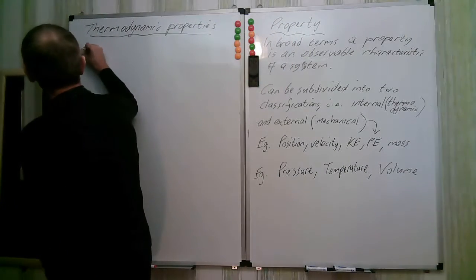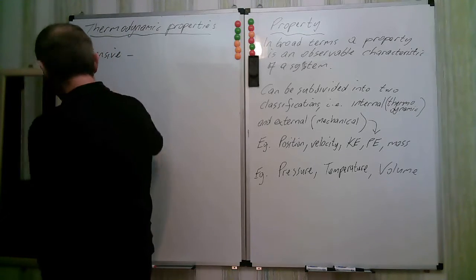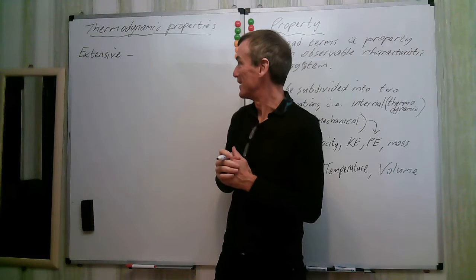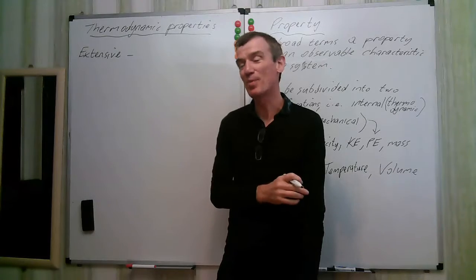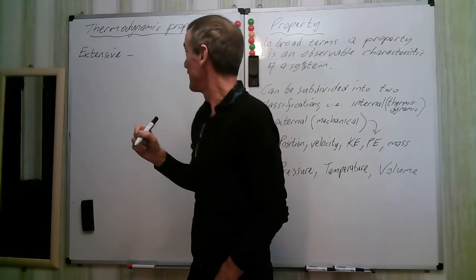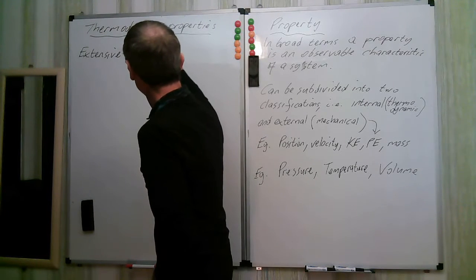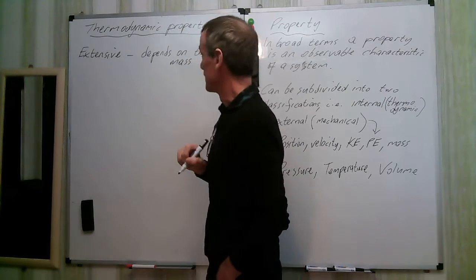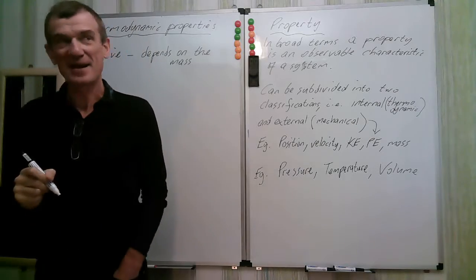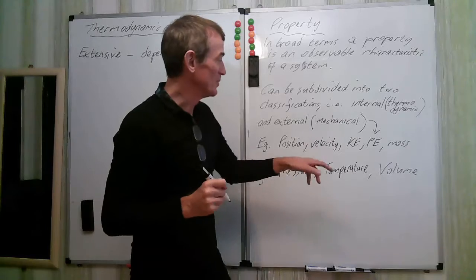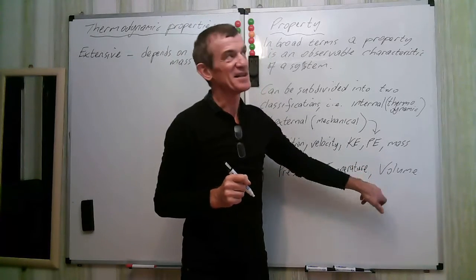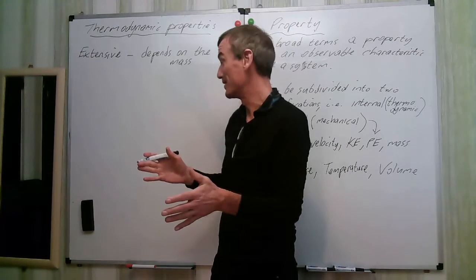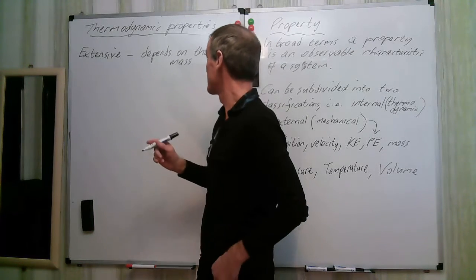Extensive: when the extent of the system or the amount of mass affects the property. If you double the mass, you double this property. These are called extensive properties; they depend on the mass. An example is volume. Yes, volume is an extensive property, because if you double the mass, with everything else remaining equal, you would double the volume needed for the mass to be there.